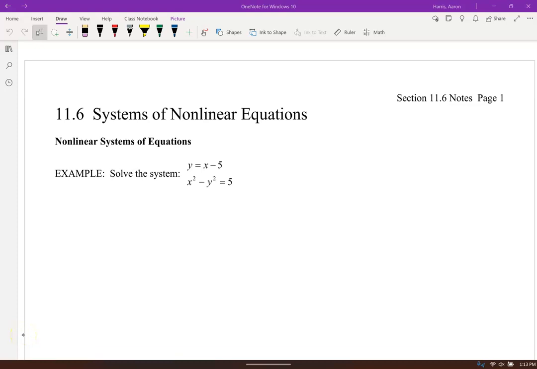All right, in this section we're going to be solving systems of equations using nonlinear equations. Notice the top one here, y equals x minus 5, that's a line. Those bottom ones are hyperbolas. We haven't even learned about hyperbolas; wait till your next class to graph those. But we can still do these algebraically, so we're going to be using the elimination and the substitution methods today.